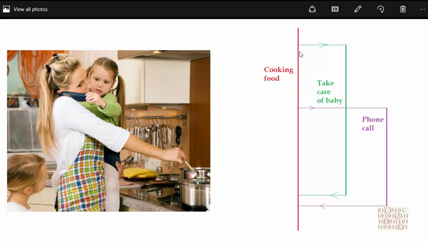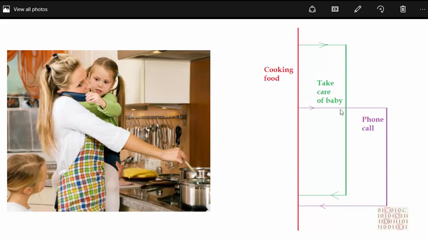So as you see on the right hand side, mom starts by cooking food, and at some point you see in the green line, she has to switch to another task of taking care of the baby. And then at some point here she gets a phone call, so she needs to handle that as well. This vertical slice indicates the time progression. In this time period she's cooking food, taking care of the baby, and handling the phone call.